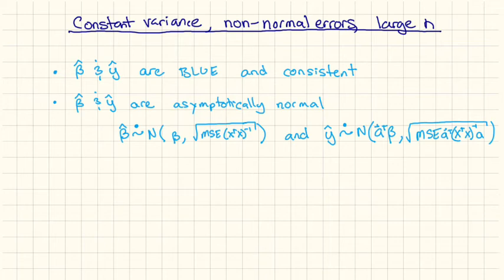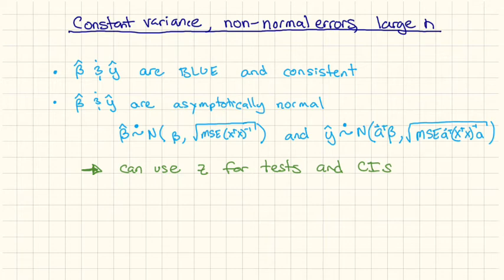But you can see that the formulas are still the same. They're still the ones that R is calculating. Everything is cool. We're going to use the Z distribution for our tests and our confidence intervals because, again, asymptotically normal.